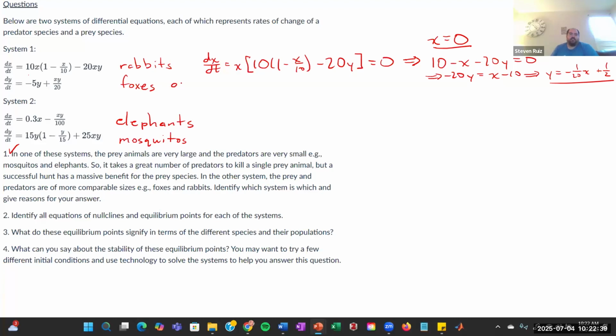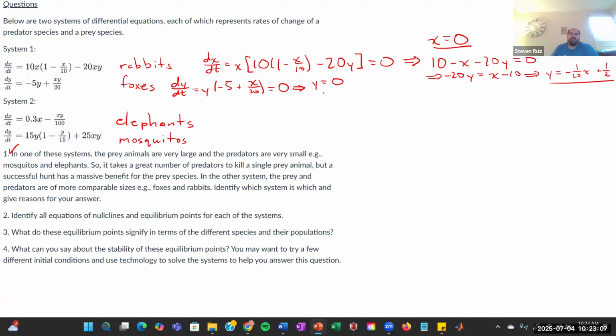Similarly with the foxes, two terms, I have y in common. So factor that out, and then I have negative 5 plus x over 20 equals 0. So again, I have this trivial case where y equals 0. So if the predators are extinct, that will never change.